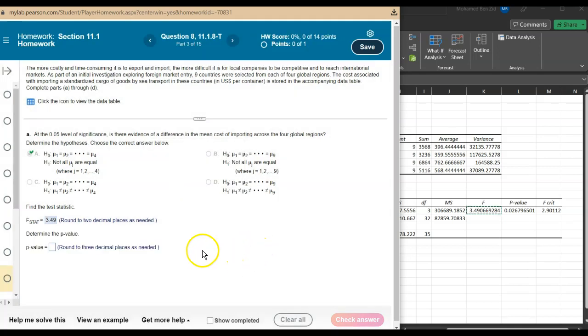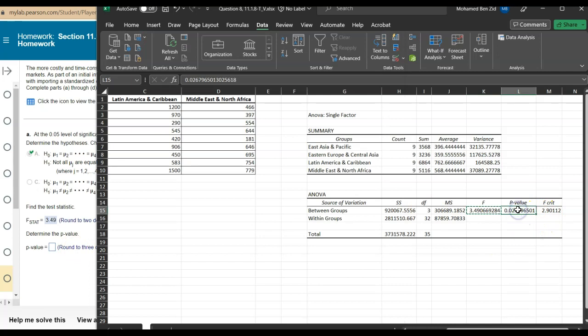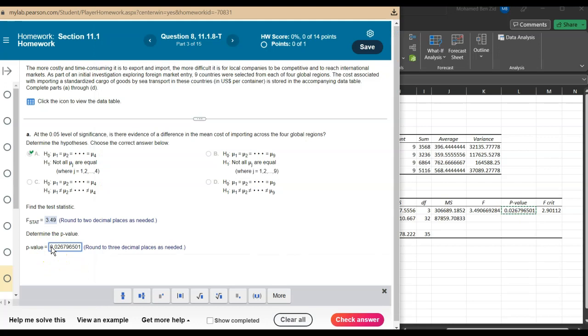Okay, we got it. Here they are asking about the p-value, so the p-value is the value next to it. Let's copy it and paste it as well. And this should be 3 decimal places, so you're going to have 0.027 instead of 0.026.